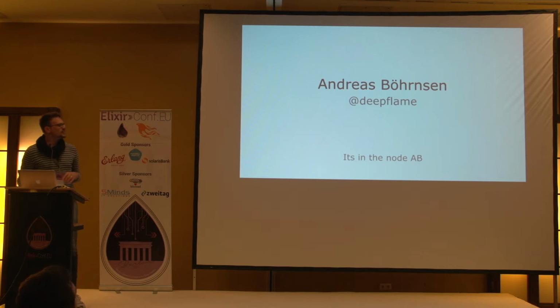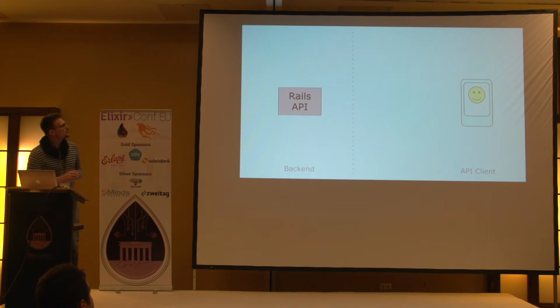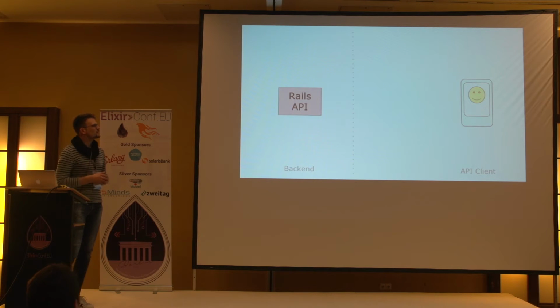I work for a Swedish company called It's in the Node. And what we do is we have a goal tracking system for companies where people can put their goals and they can put in the progress. So what we have is actually a Rails API in the backend. So this is a very simplified overview of the app that we have.